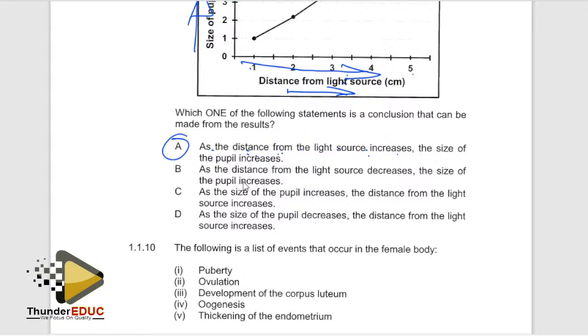So this one looks to be the correct answer, but let's first go and find out what makes the other ones wrong. As the distance from the light source decreases, the size decreases. Looking at the sun, and then you're opening the eyes widely? Never. It can't be like that. Yes. As the size of the pupil, now you are reversing it. So this goes out. As the size of the pupil decreases, still the size cannot lead to the distance. It's the distance which leads to the size. Therefore, this is out. So A becomes the most correct answer.